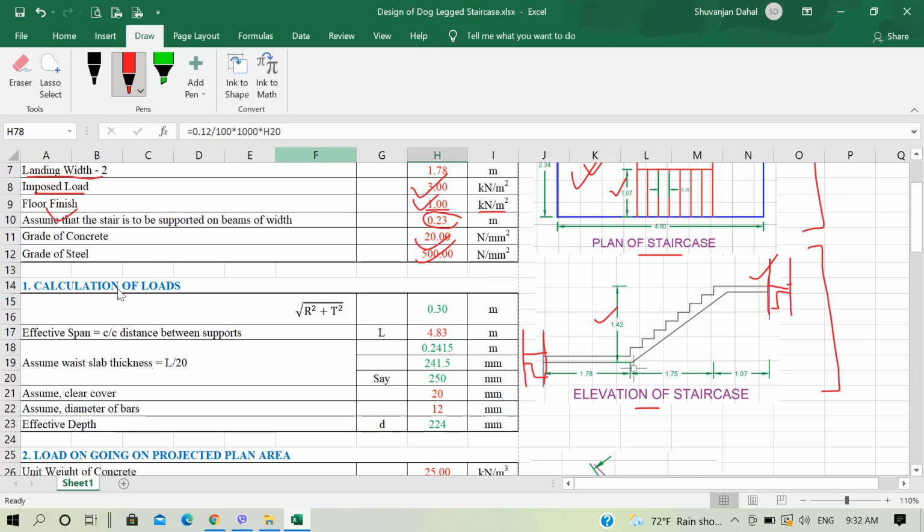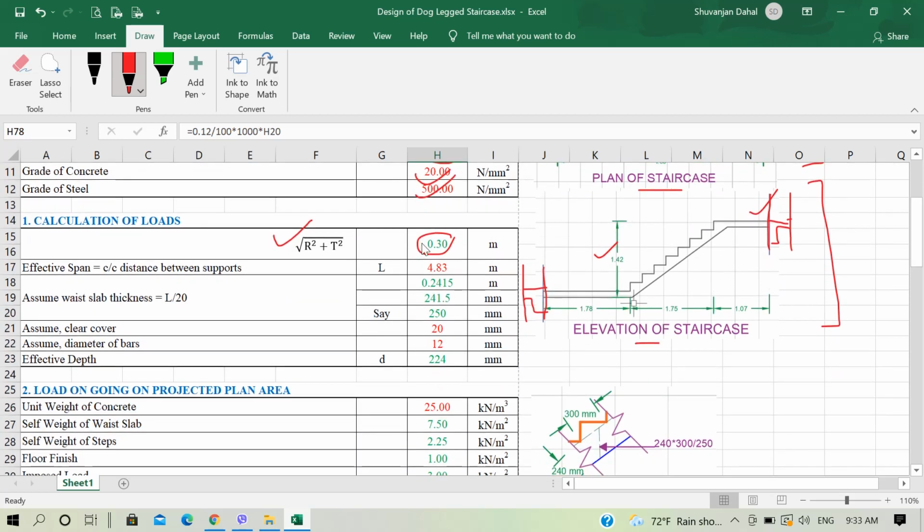So let's begin with calculation of loads. First we have calculated here root under r square plus t square. That means r is the height of the riser and t is the width of the tread. We calculated this because we need this value. We will see that in the next section in our Excel sheet here. We need this value 0.30 to calculate the self weight of waist slab. We will see how this value is used. We just calculated the value here.